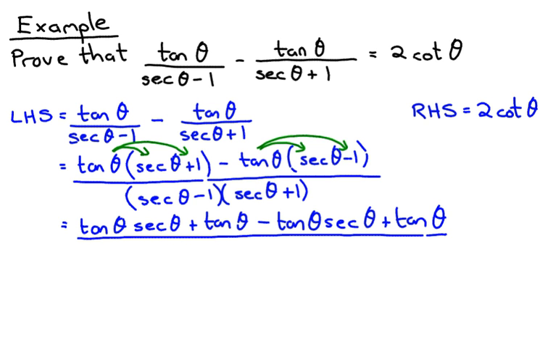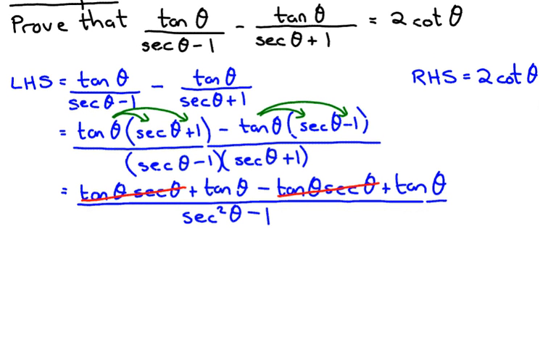If I multiply that out, I'm left with sec squared theta minus 1. I've multiplied out, and that actually ends up being a difference of 2 squares. Now you should see that tan theta sec theta minus tan theta sec theta gives me 0. So I'm left with tan theta plus tan theta, which is 2 tan theta.